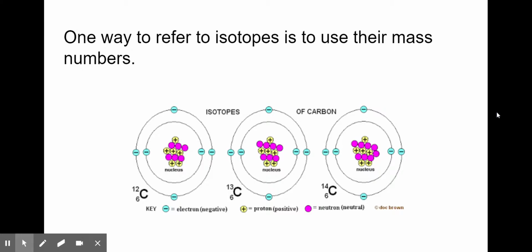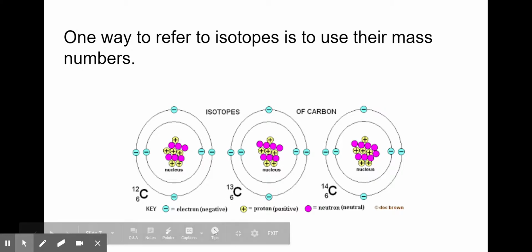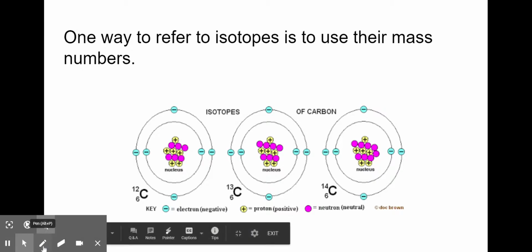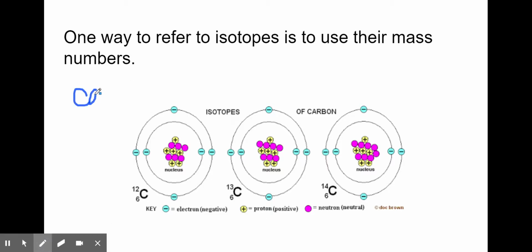So here you will see symbols for the 3 isotopes of carbon that we saw before. If we wanted to write these out, we would say that this is carbon hyphen whatever the mass number is, okay?